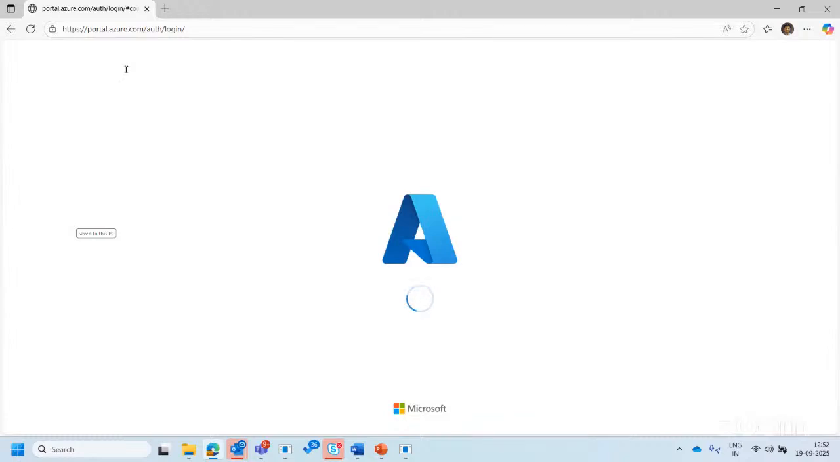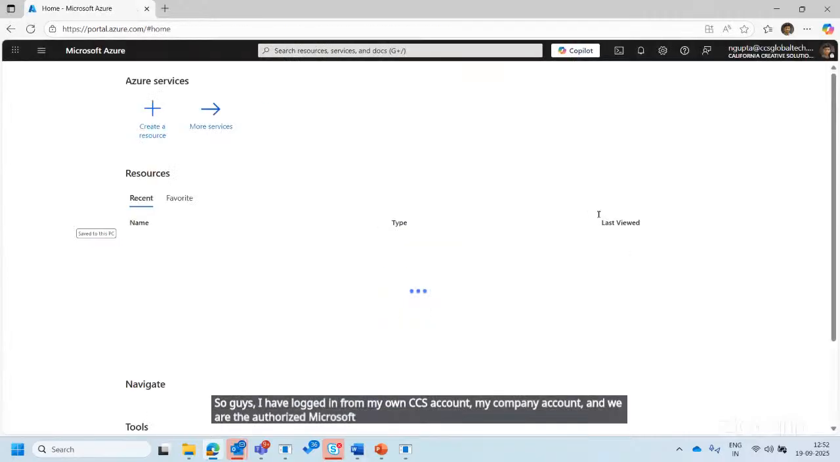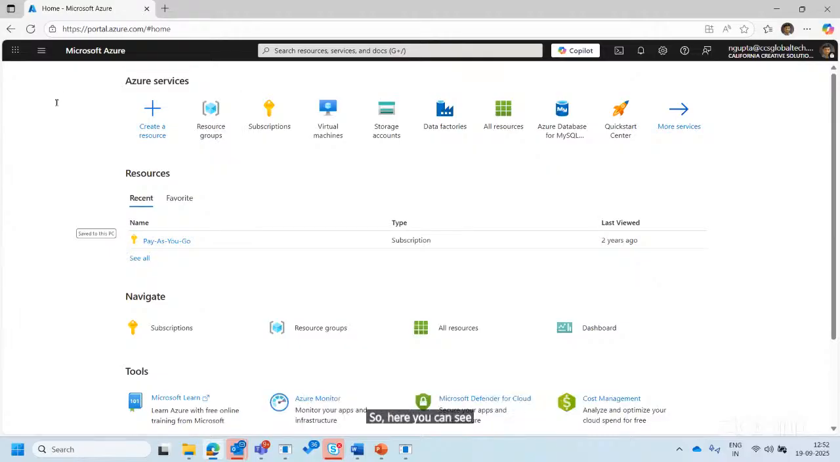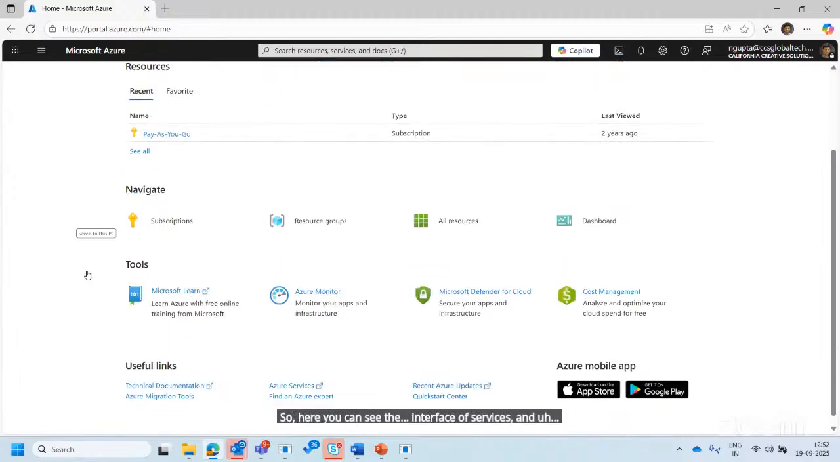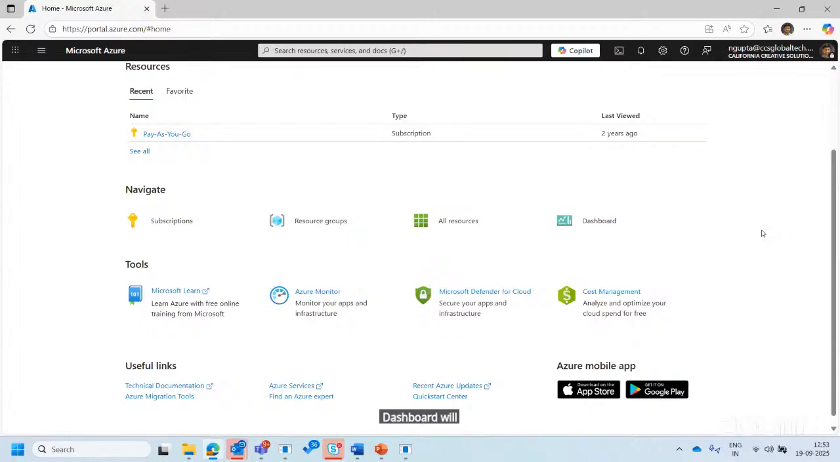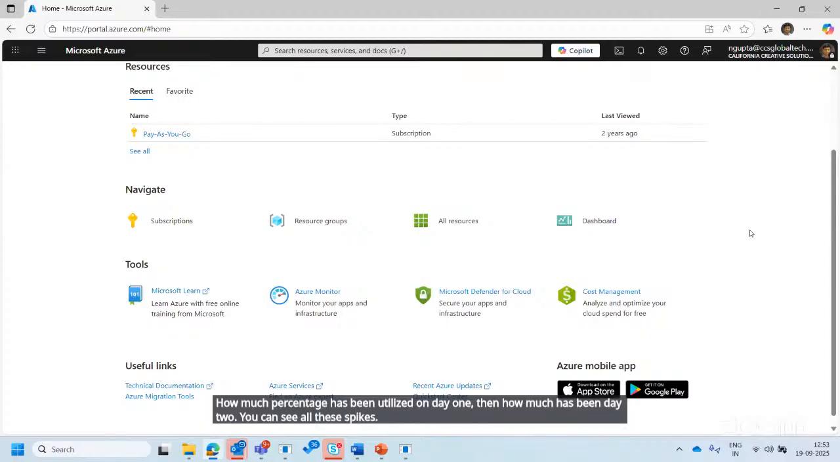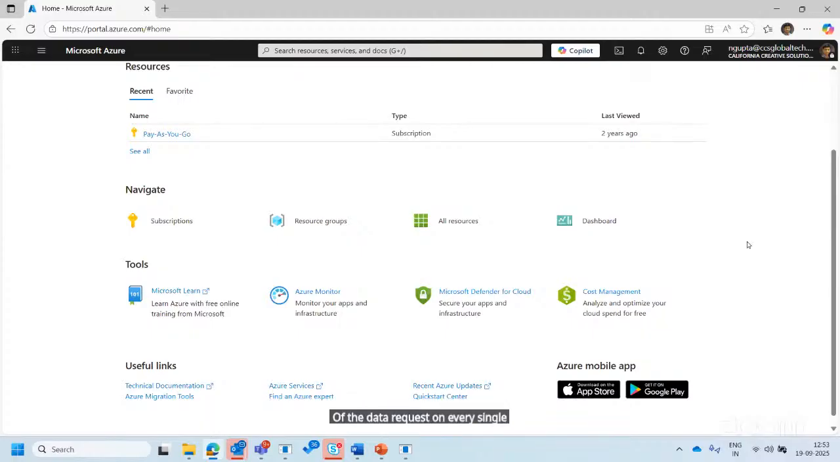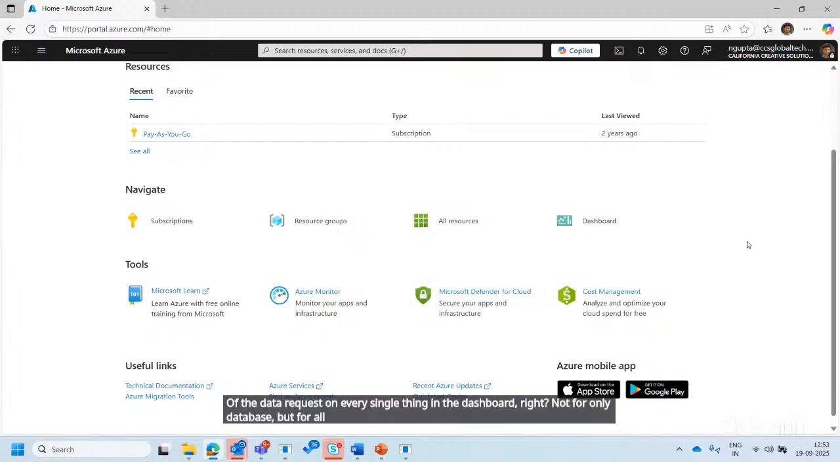So guys, I have logged in from my own CCS account, my company account, and we are an authorized Microsoft partner, right? Here you can see the interface of services and some quick navigation paths like subscriptions, resource groups, all resources, and dashboard. The dashboard will help you see your utilization of resources. For example, if you have a database created, how much percentage has been utilized on day one, then day two. You can see all these spikes of data requests and every single thing in the dashboard, right? Not only for a database, but for all resources like infrastructure also.